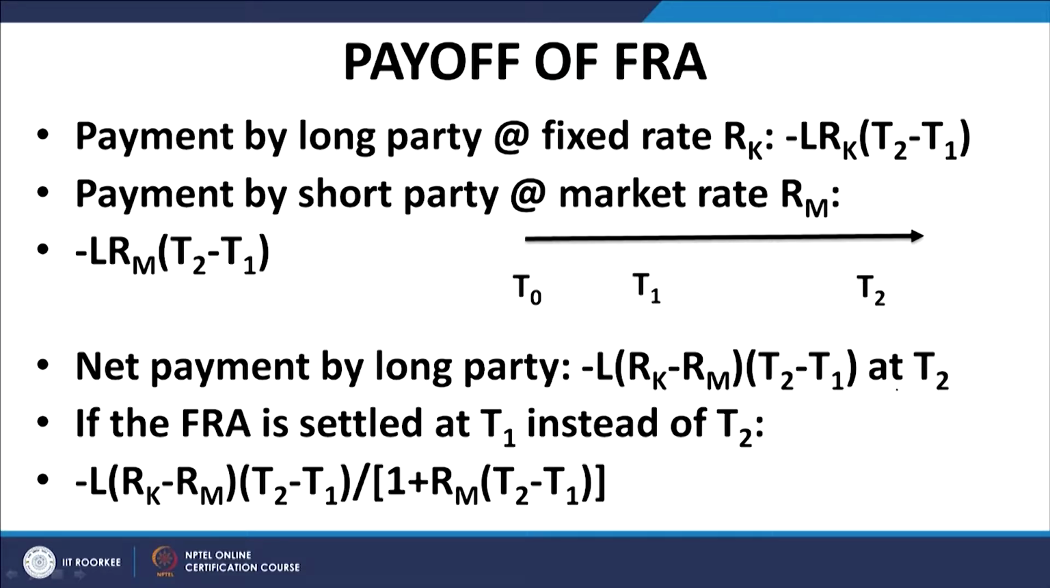So, this amount will in fact be determined at T1, when R M is determined, when the floating rate is fixed for the loan from T1 to T2. But the important thing is that this cash flow will actually take place at the end of the loan period, that is at T2. The exchange of this cash flow is supposed to take place at the end of the loan period. In other words, the floating rate is fixed in advance and paid in arrears.